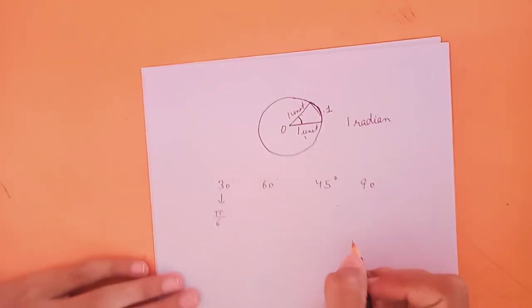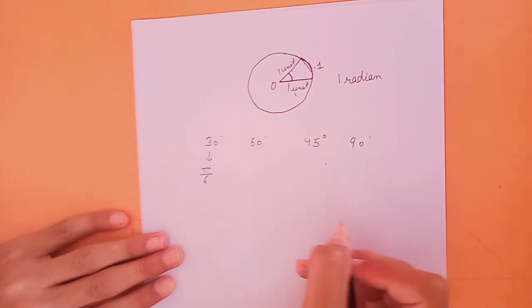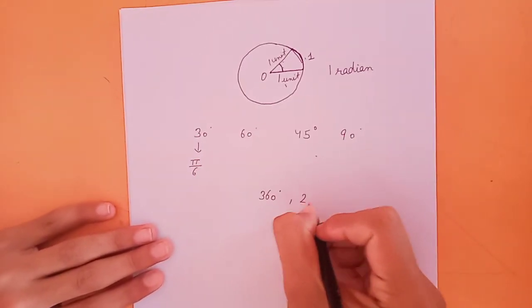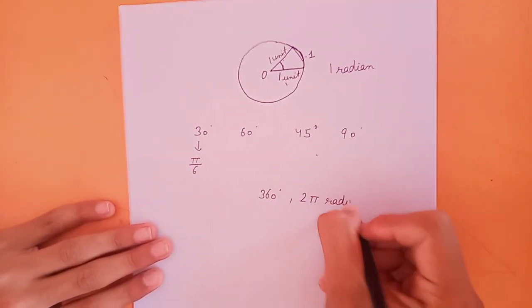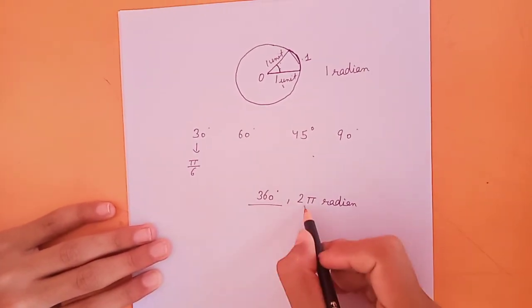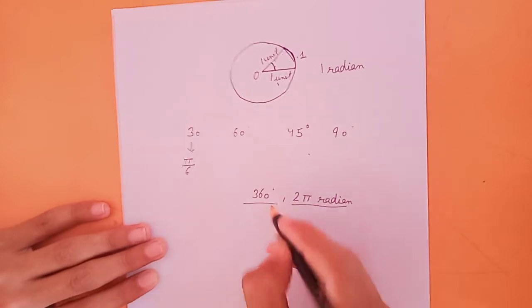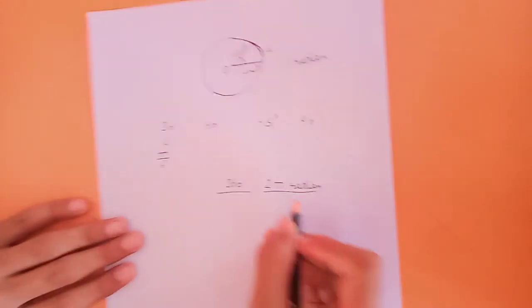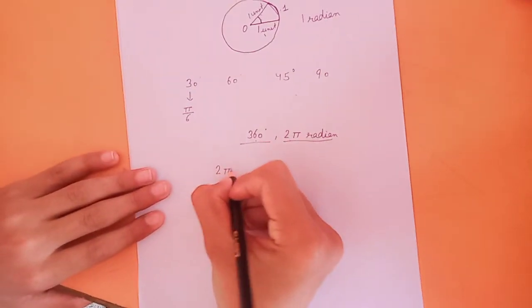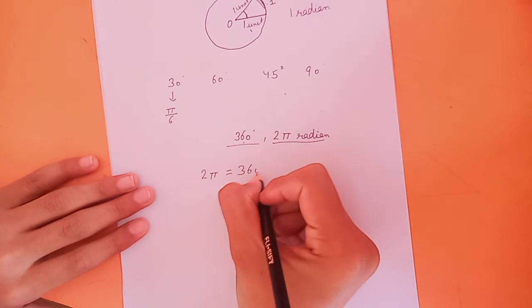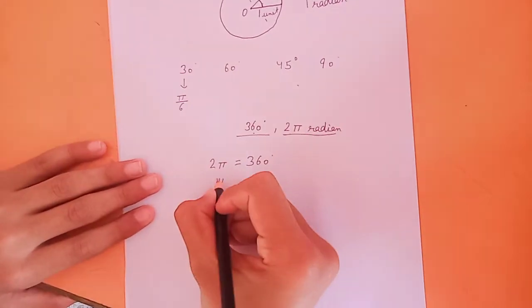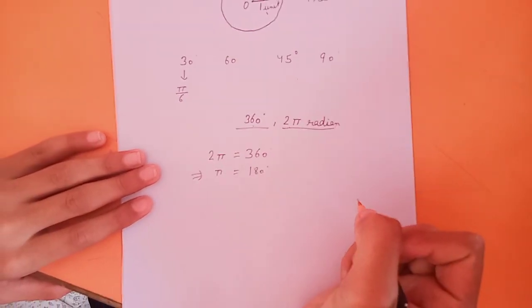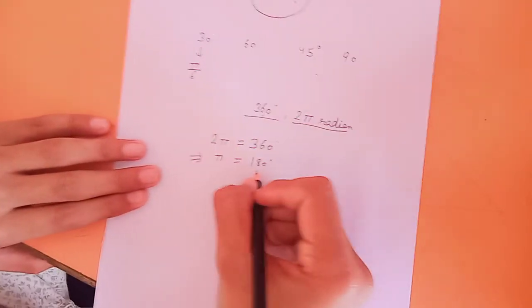But how is it? Now you know, a circle forms a 360 degree angle. It also forms a 2 pi radian angle. So it forms a 360 degree angle as well as a 2 pi radian angle. So from here we can write 2 pi is equal to 360 degree. So pi will be equal to 180 degree. Now pi is 180 degree.